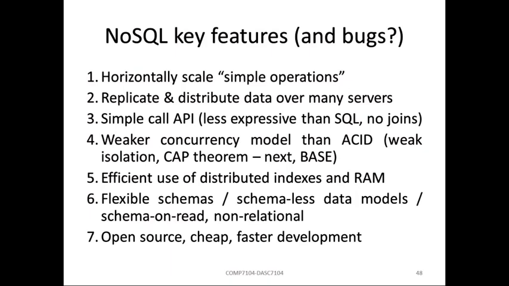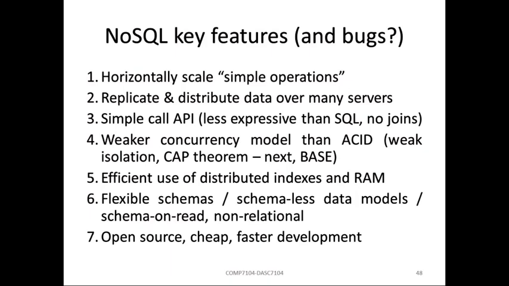So first of all, the ability of the system to horizontally scale simple operations. So now we know what horizontal scaling means and simple operations. So scale out, shared nothing architectures that are capable of running on a large number of nodes. So this is, of course, a positive aspect.